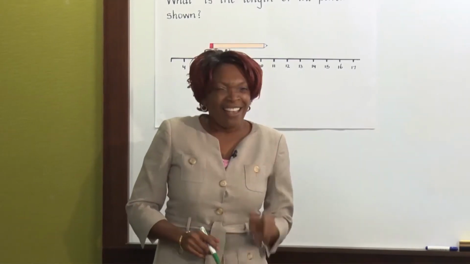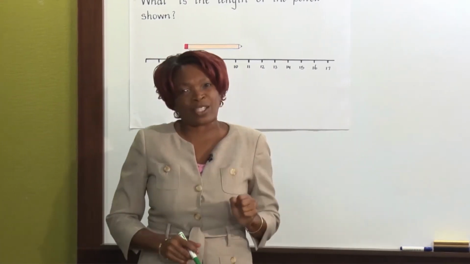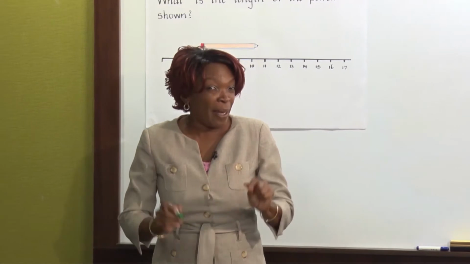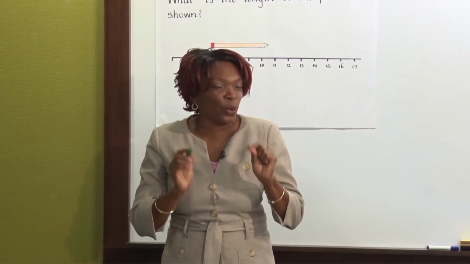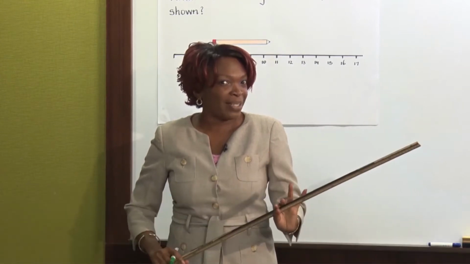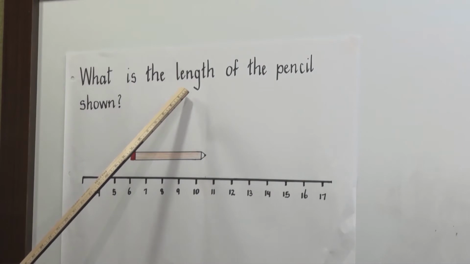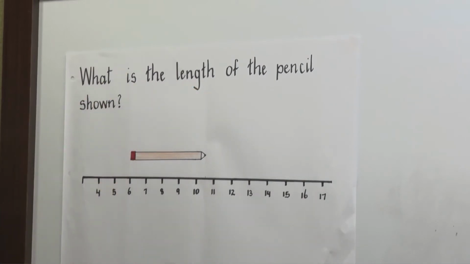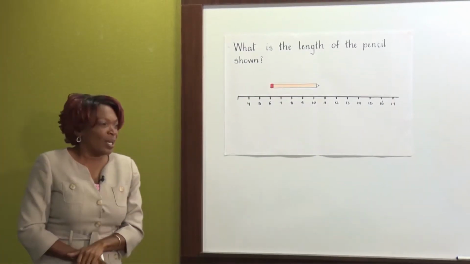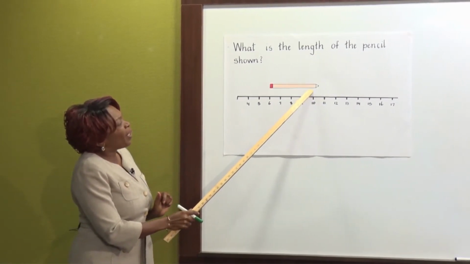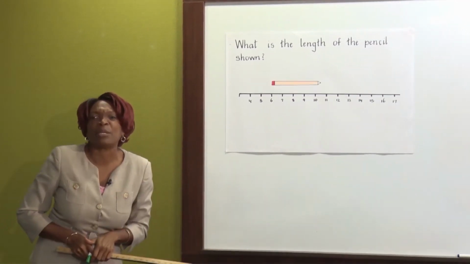Boys and girls, I want to challenge you to a question. It entails measuring using your ruler, but I will use my meter rule here. All right, let's look on the board. What is the length of the pencil shown? If you notice very carefully, you have the pencil at the top. We have to know the length of that pencil. I know some of you would say that the pencil is around 10 centimeters or so.